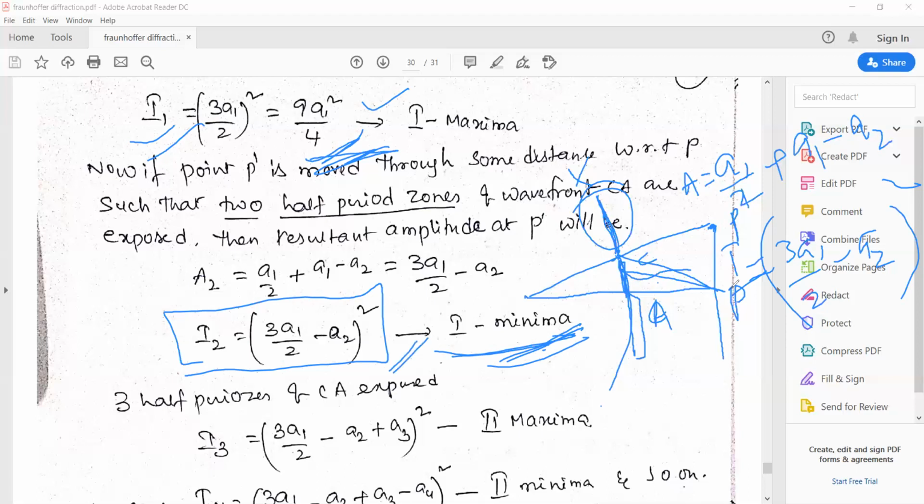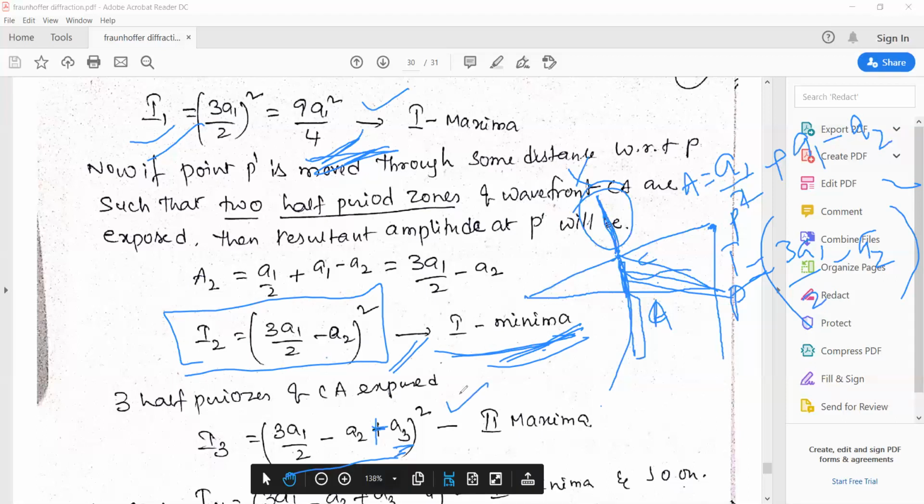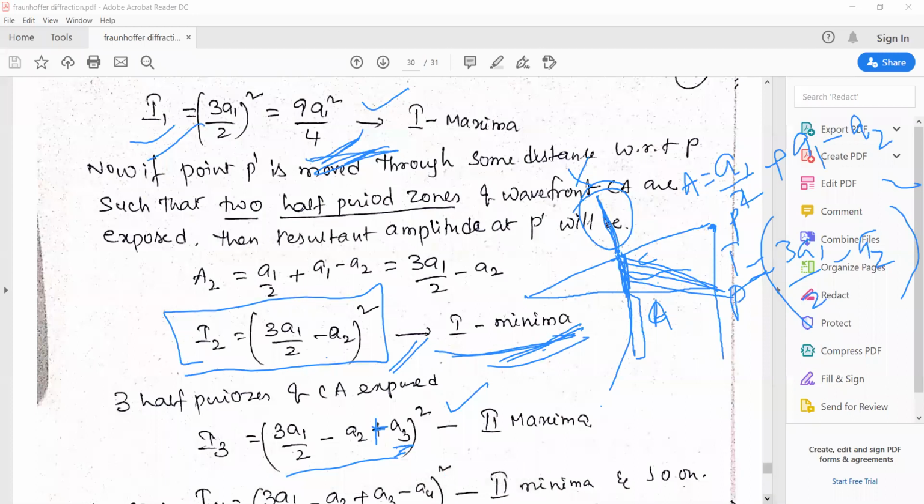Similarly, if there are three off period zones, what happens? You just add 3A1 by 2 minus A2 plus the third off period zone. Odd means positive. Okay, so this is the second maxima intensity. Similarly, if there are four off period zones in this region, it will be added as minus A4, and so on. If you want to find An, just up to An you have to write these terms.